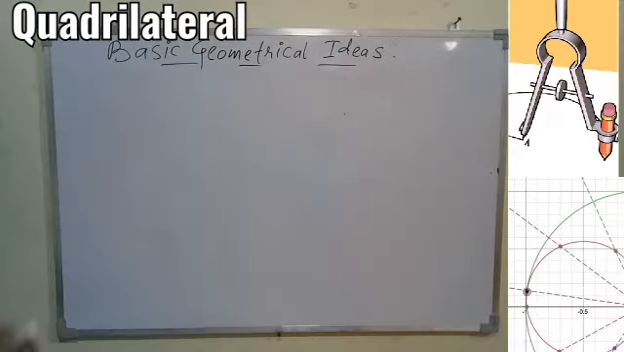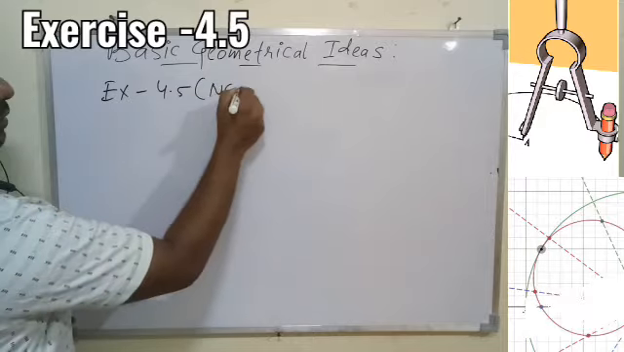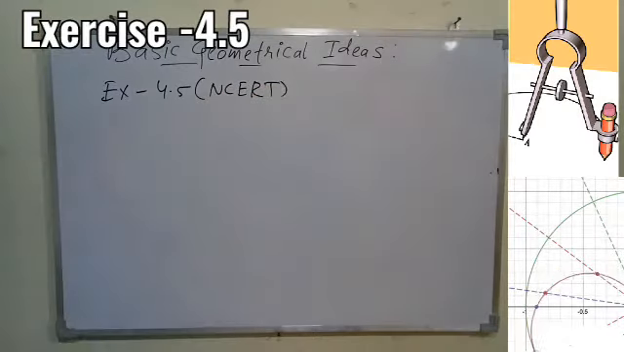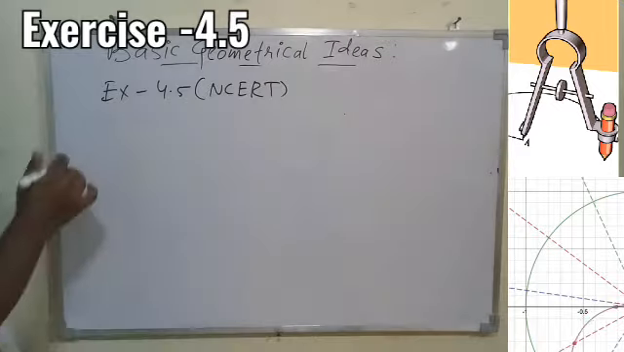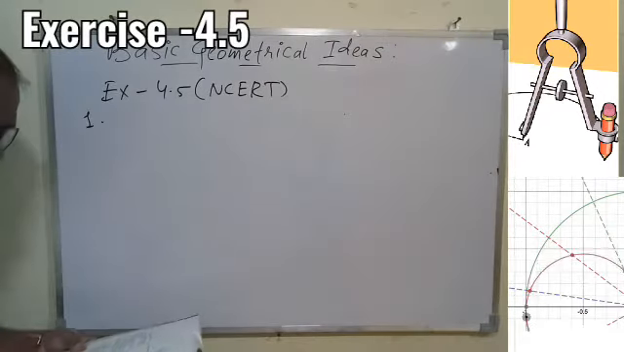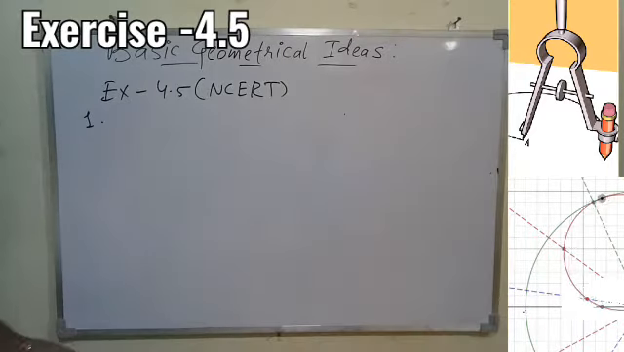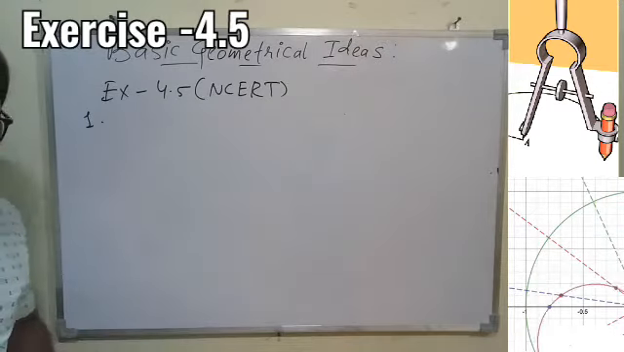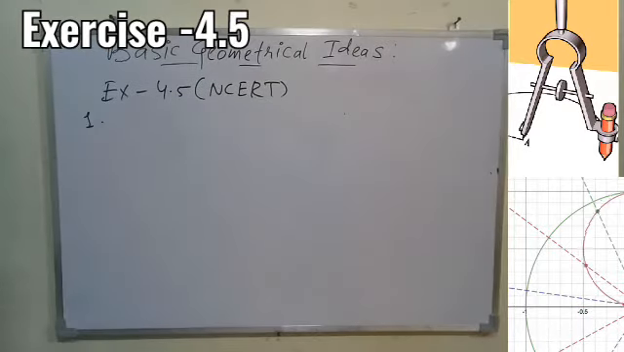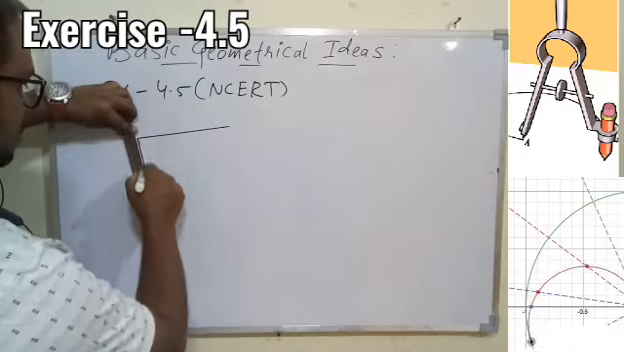So I'm quickly moving to the exercise, that is Exercise 4.5 from NCERT. Again, I will not do all the questions, I will do one or two, and the rest you can try, because I hope you are able to understand the concept. It says: draw a rough sketch of a quadrilateral PQRS, draw its diagonals, name them. Very first it's asking to draw a quadrilateral PQRS. The name of the quadrilateral is given, so draw any quadrilateral first and give the name according to the question.